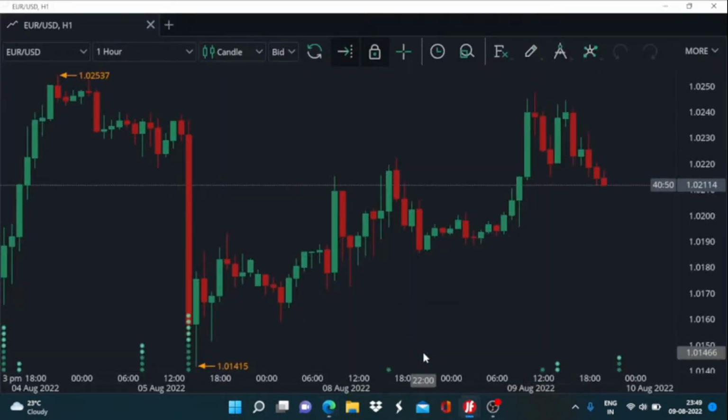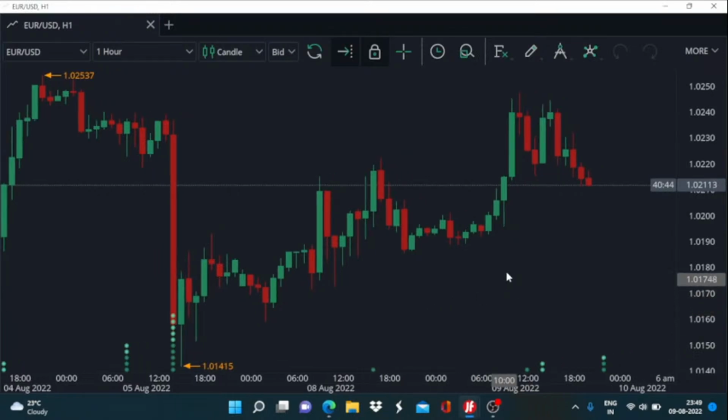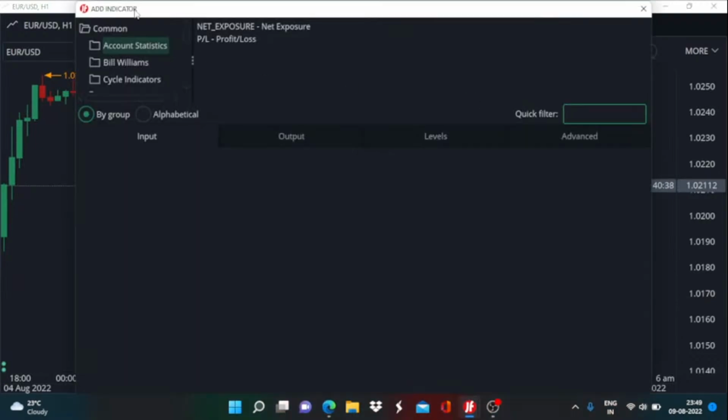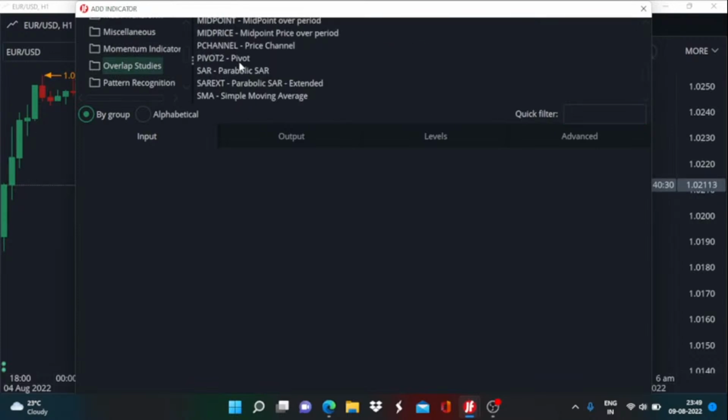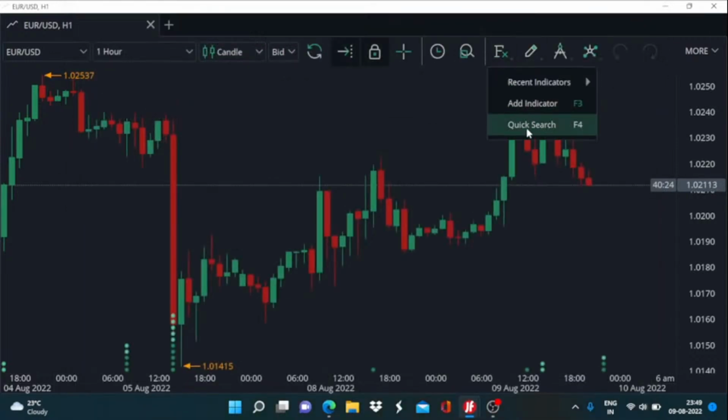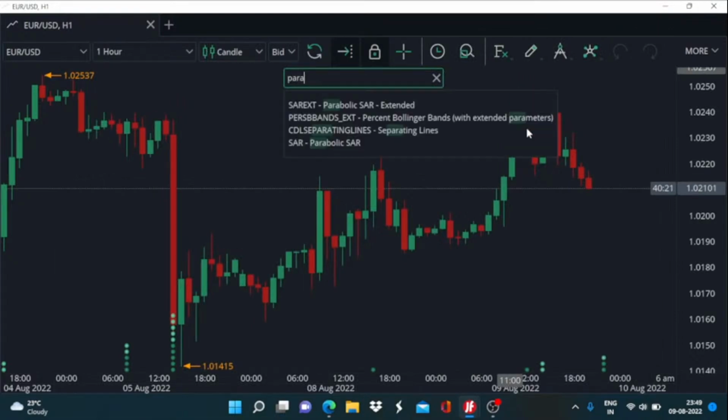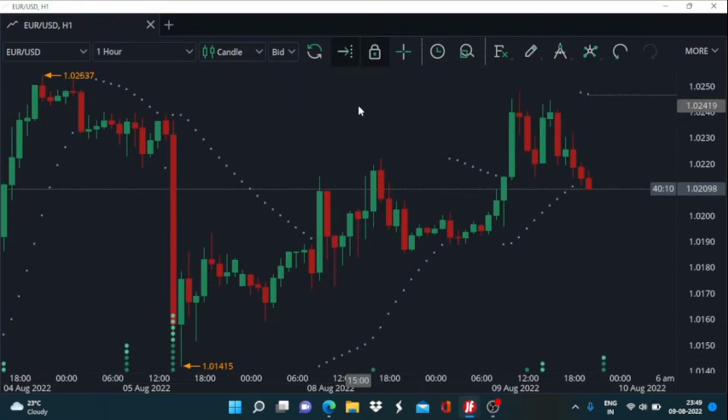So let us now head to the JForex 4 platform, which is the newest trading platform introduced by Dukascopy Bank SA. You will find this indicator listed amongst the overlap studies, below the parabolic SAR. So here it is. Else, you can simply do a quick search. All you have to do is write in its name. Even if you write para, you will see these indicators, and here it is SAR extend, that is parabolic SAR extended, stop and reverse.